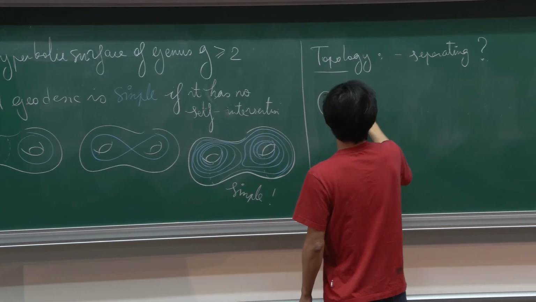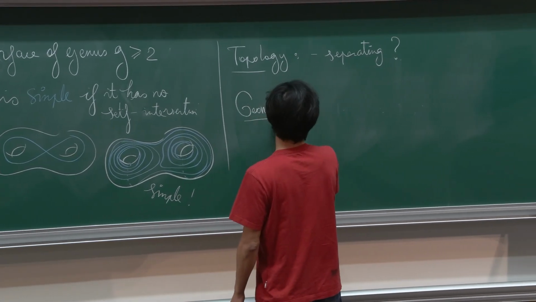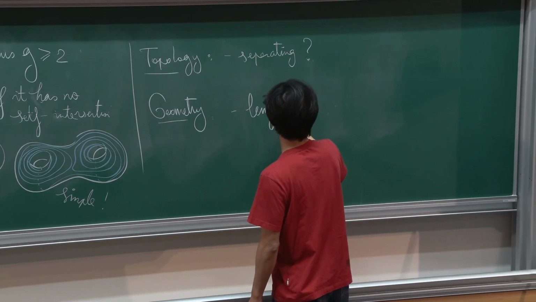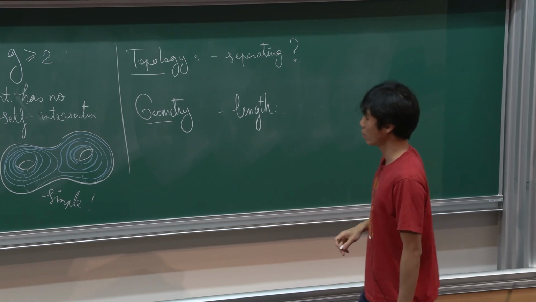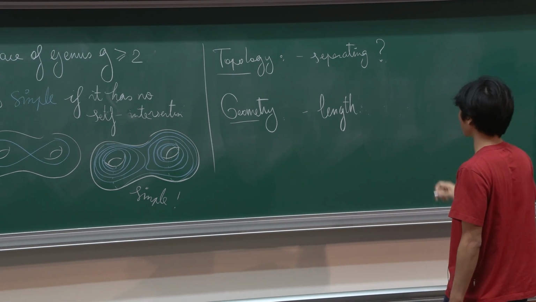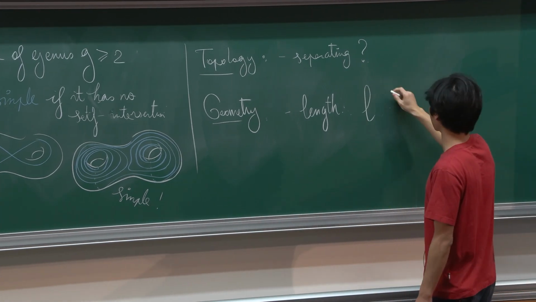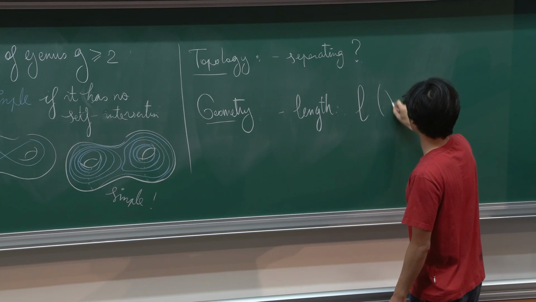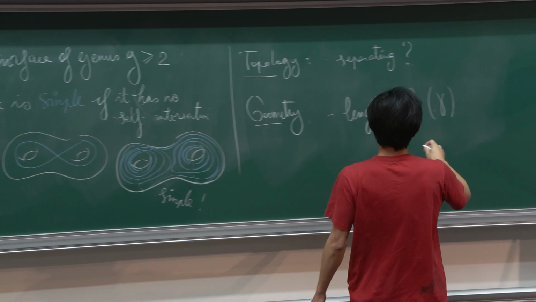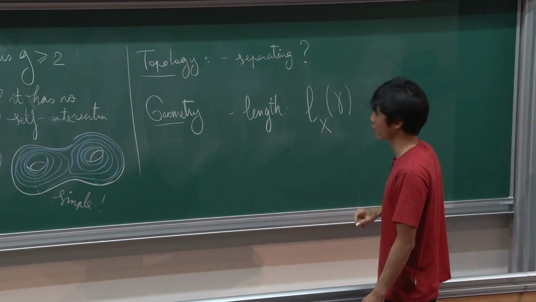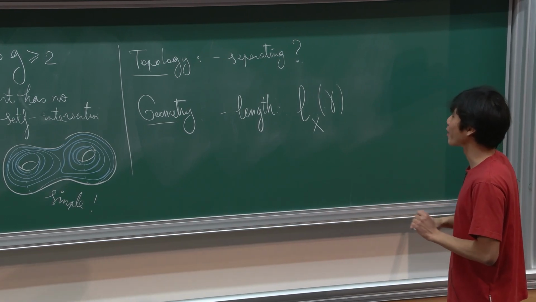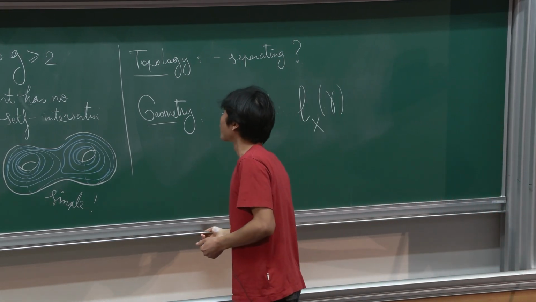And geometrically, you can ask about its length. Because you have a hyperbolic metric on your surface, which gives you a length of this geodesic, that we will denote by the length of your curve gamma with respect to your hyperbolic metric. So this is a simple curve.